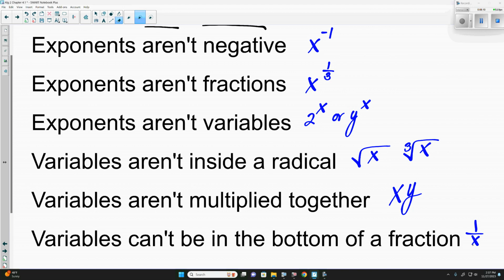So if we don't have any of these showing up, so if exponents aren't negative, exponents aren't fractional, exponents aren't variables, variables aren't inside a radical, variables are not multiplied together, and the variables aren't in the bottom of the fraction, then it is a polynomial function or expression.